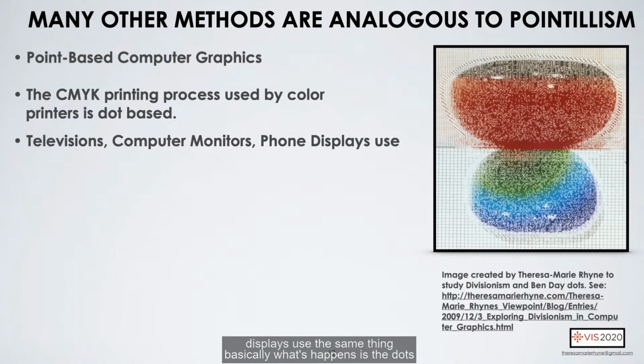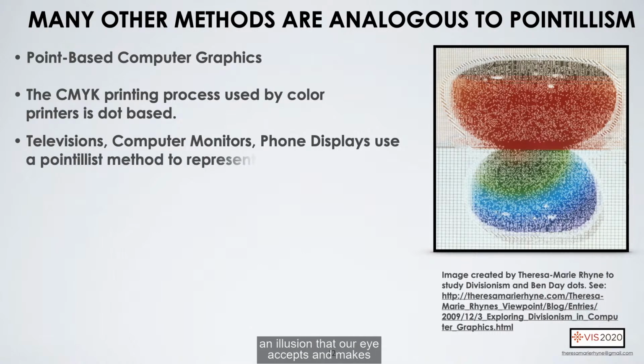Basically what's happened is the dots come close together. So I talked about red, green, and blue lights. If we combine red and green together, it doesn't seem logical, but this is true, red and green together, we're going to get yellow. And if you look carefully at a display system very often, that is an illusion that our eye accepts and makes.